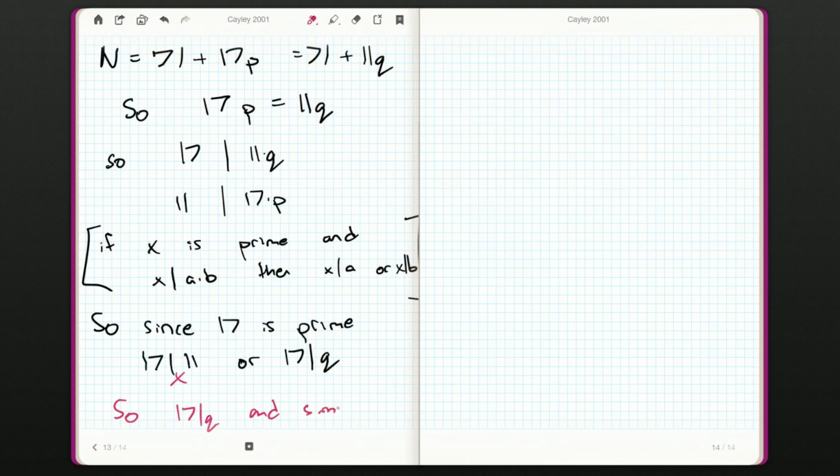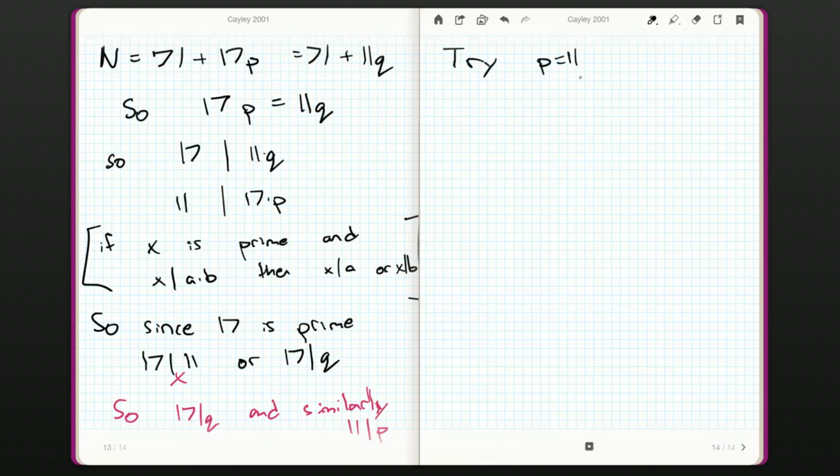And similarly, because 11 is prime, 11 divides p. So we're looking for values of p and q that are multiples of 11 and 17 respectively. So why don't we try p is equal to 11? So then n is 71 plus 17 times 11, which is 71 plus 187, which is 258.